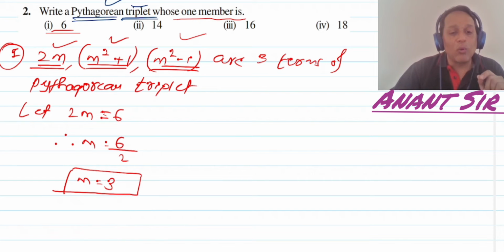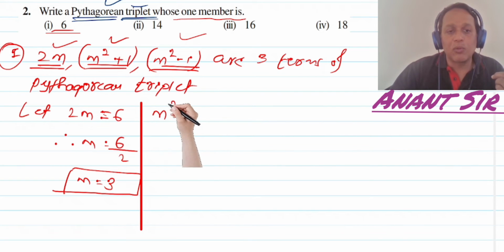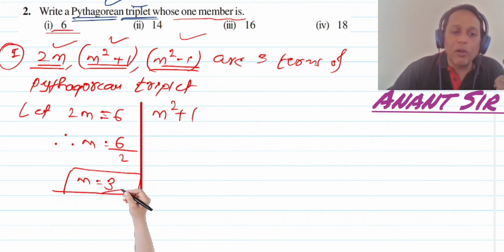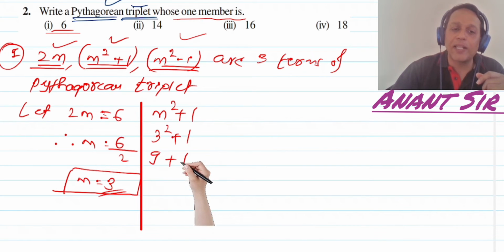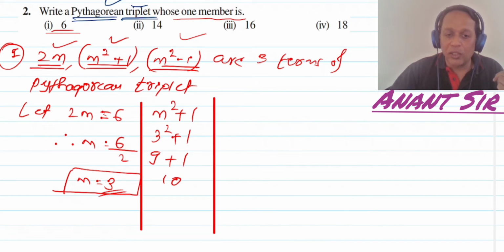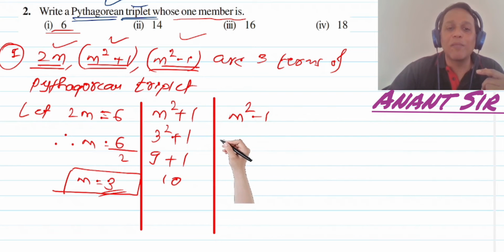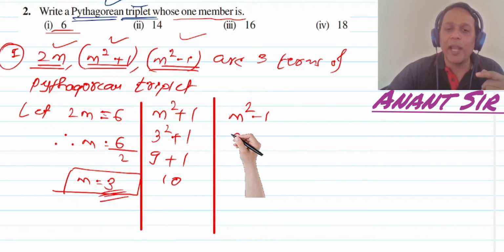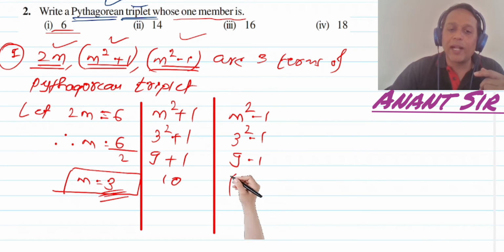Now we have to find the other two terms of the Pythagorean triplet. So what is the next term? One term is m square plus 1. Just put the value of m here. That is 3 square plus 1. That is 9 plus 1, 10. So the other term is 10 and one more term is there, m square minus 1. What is m? m is 3. So 3 square minus 1, that is 9 minus 1, that is 8.